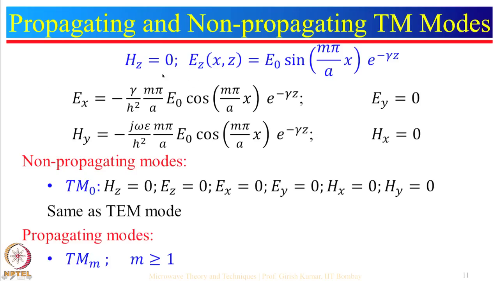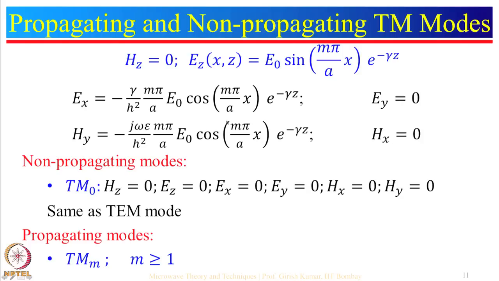So we have Hz equal to 0, Ez equal to E naught sin(m pi by a x) into e raised to minus gamma z. By using these two, we can find Ex, Ey, Hy, Hx. So Ex is this thing, Ey is 0, Hy is this, and Hx is 0.